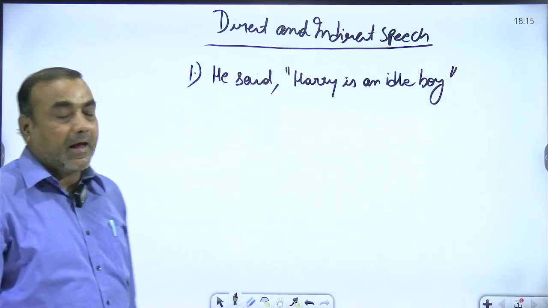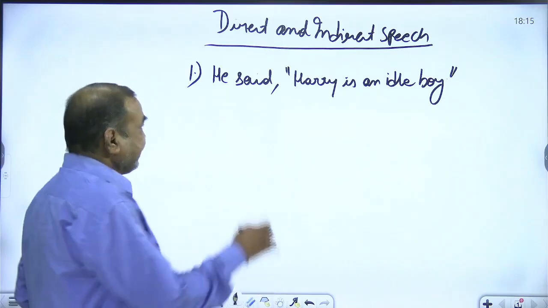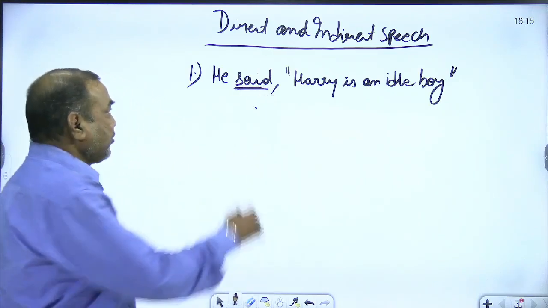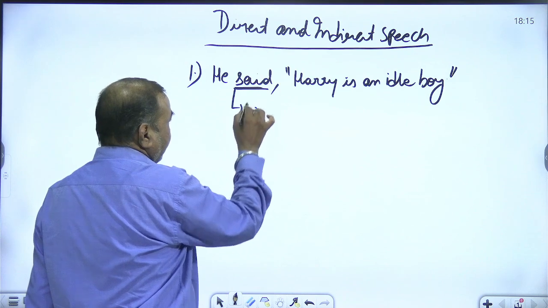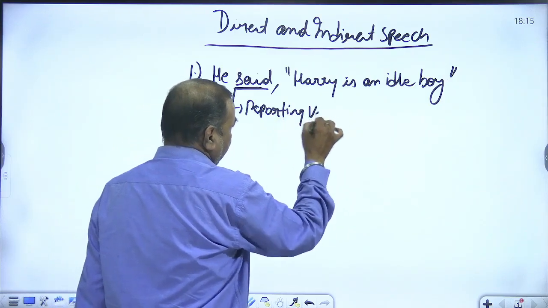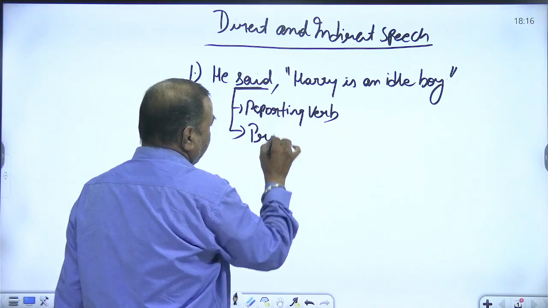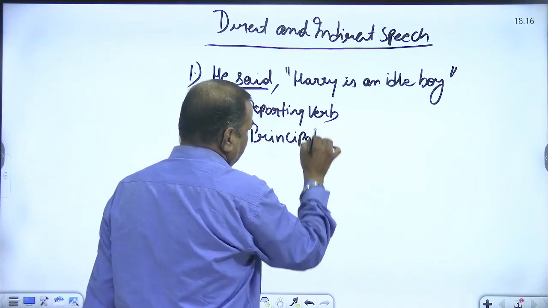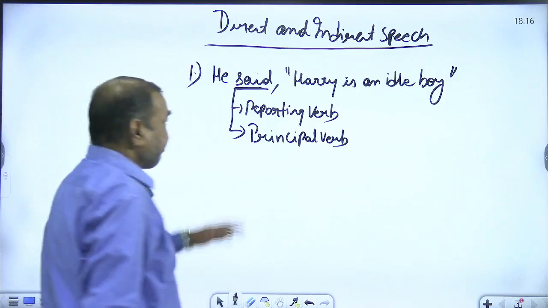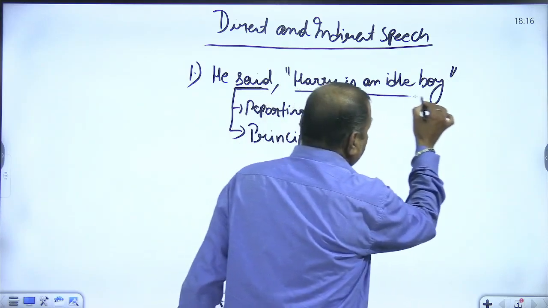He said, Harry is an idle boy. So here in this sentence, जो said है आपका, this said, it is called reporting verb. इसका और एक नाम है principal verb. So he said, now this Harry is an idle boy.